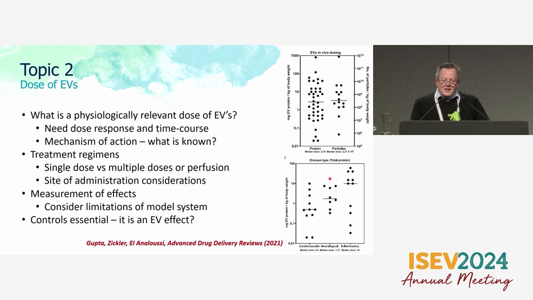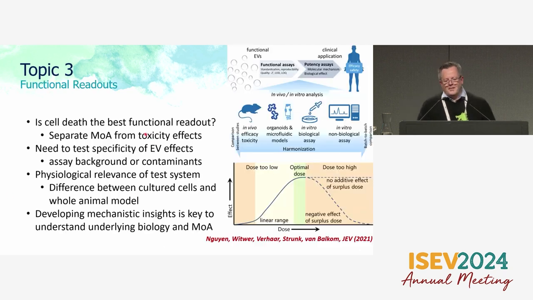And even within 3 different kinds of disease, cardiovascular, neurological, and inflammatory, there's also big ranges in the doses that you can apply. So we need to think about treatment regimens where you use single dose or multiple doses, site of administration, and also the limitations of the model system that you're using. And obviously, controls are very essential for these experiments.